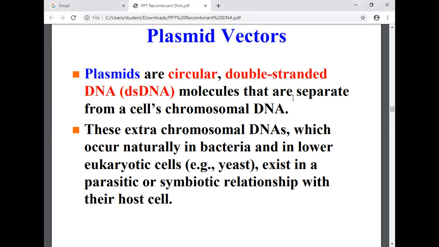Okay, so plasmids are circular double-stranded DNA molecules that are separate from a cell's chromosomal DNA. These extrachromosomal DNAs, which occur naturally in bacteria and in lower eukaryotic cells like yeast, exist in a parasitic or symbiotic relationship with their host cell.